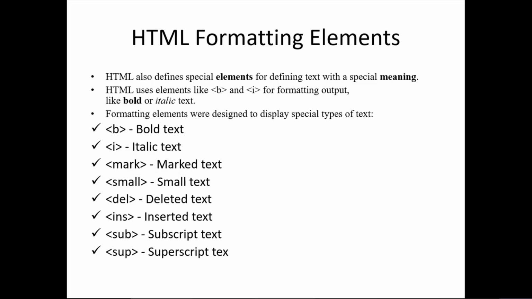Then deleted text. If you are reviewing a document and you want certain text to be removed and highlighted to a certain person, then you can use del and /del. Whatever you write in these tags, that text will be marked as deleted. It will show you that this particular text should be removed. So the del tag is there for the deleted text.